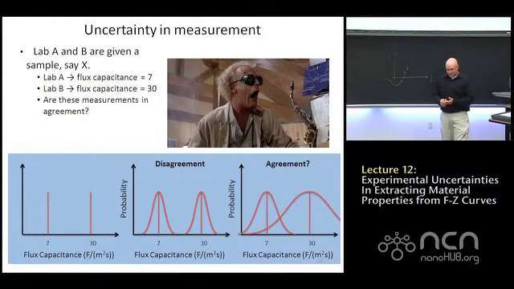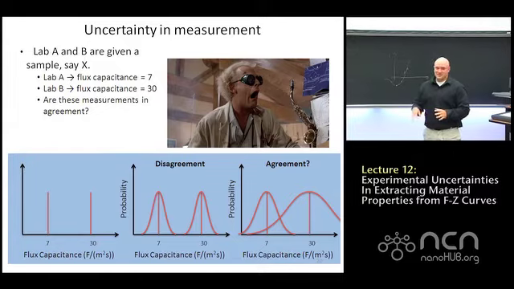Okay, so we have a number. What does it mean? So this is the example I came up with. Say, Doc measures the flux capacitance of something to be 7 and 30. Well, is that an agreement or disagreement? And the answer is, if the lab tells you that one value is 7 and one value is 30, you have no idea whether those numbers agree.